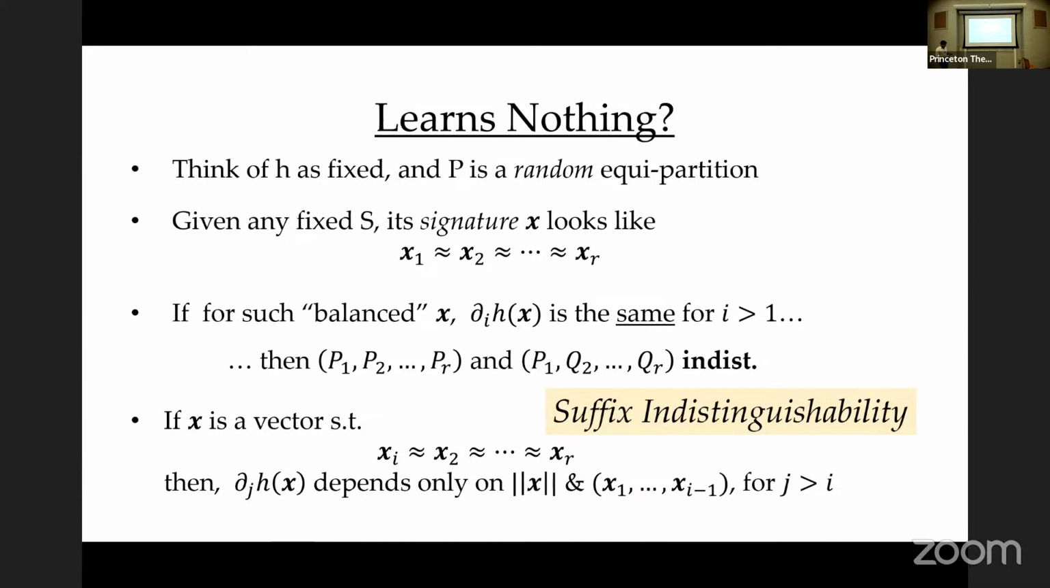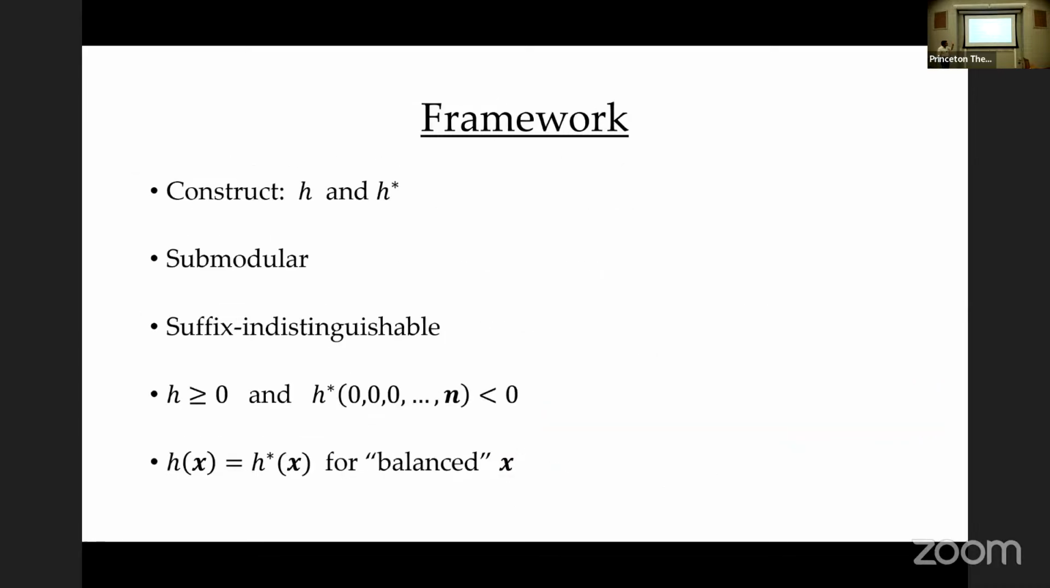Okay, so let me now tell what the function looks like. Again, the framework: I want to consider two functions, H and H star. Each of them, along with the random partition, will give me two families of submodular functions. They have to be submodular. I want them both to be suffix indistinguishable. H will be a function which is never negative, and H star will be a function which is negative only if you take the last part. So the minimum of H star is negative, while H is never negative. And in fact, for balanced X, you cannot distinguish them. So I want to construct such H's.